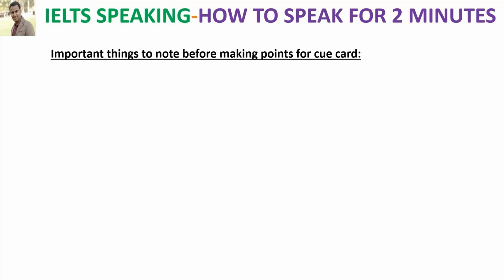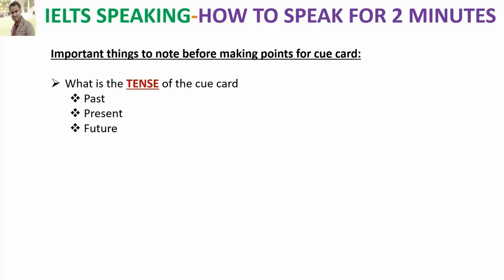Before you start making points for the cue card in 1 minute, which you get during IELTS speaking, there are two important things which you must notice and keep in mind. The first important thing is what is the tense of the cue card? Whether it is something from the past, or something you are doing currently, that is present, or is it related to something from the future? The next important thing is to notice the category of the cue card.